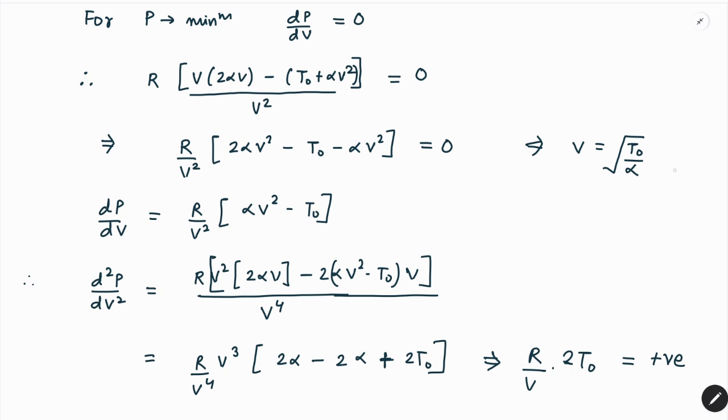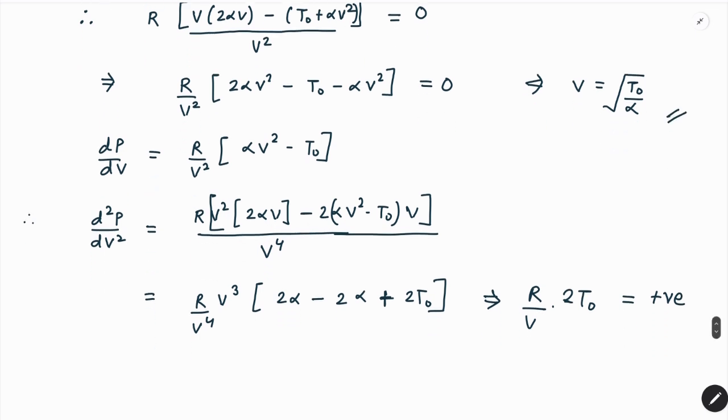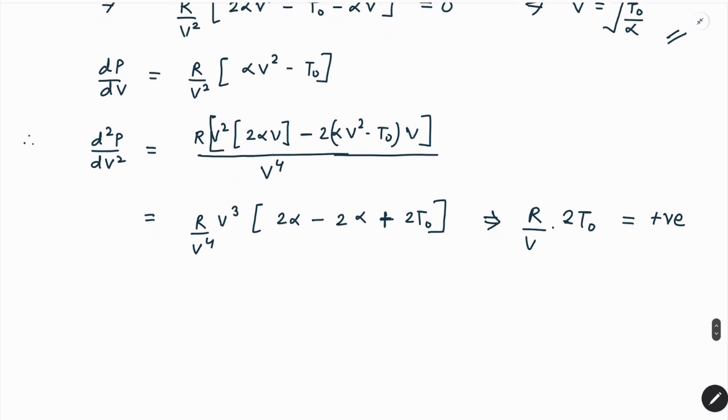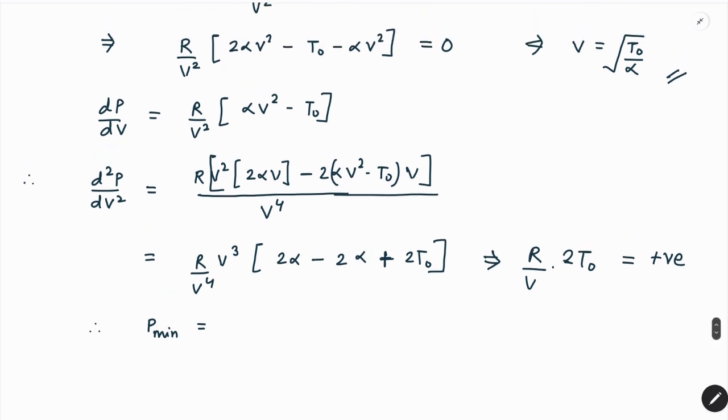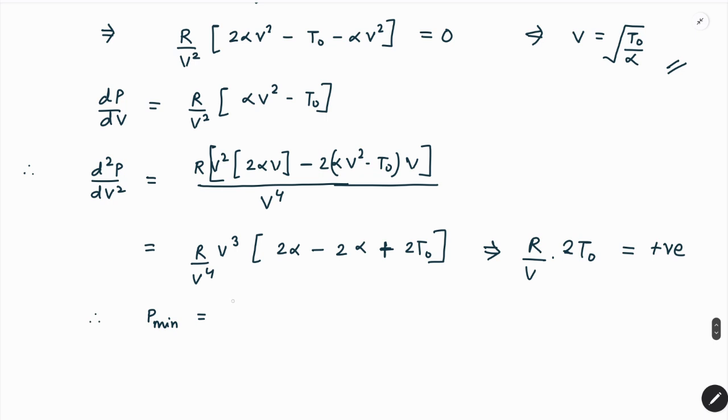So hence we can say that the condition which we have obtained is the condition for minimum, and if we substitute this expression then we will get the minimum pressure value. For pressure to be minimum we need to put V equals root over T naught by alpha. So minimum pressure turns out to be 2R root over alpha T naught. So this is the answer for this particular problem.